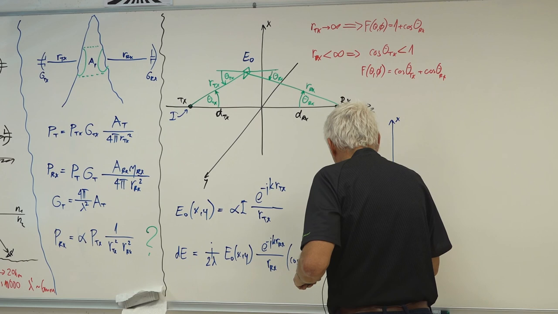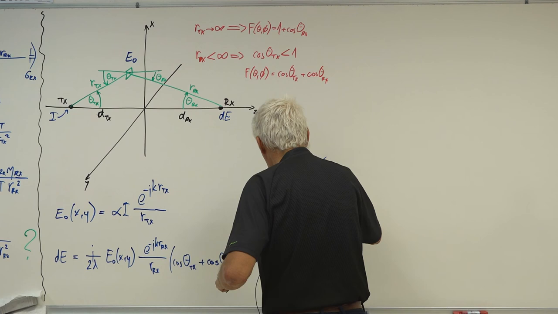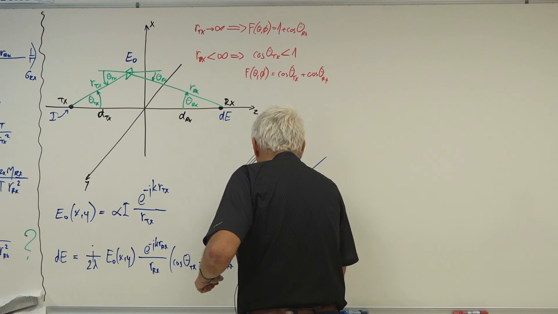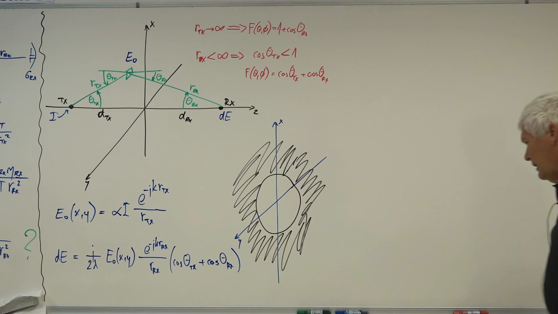Put a screen with a hole drilled in it. So I have a screen that has a circular hole in it, and elsewhere there's an opaque screen, so no radiation can get through. So I only have Huygens sources over this circular area. Say this area has a radius A.